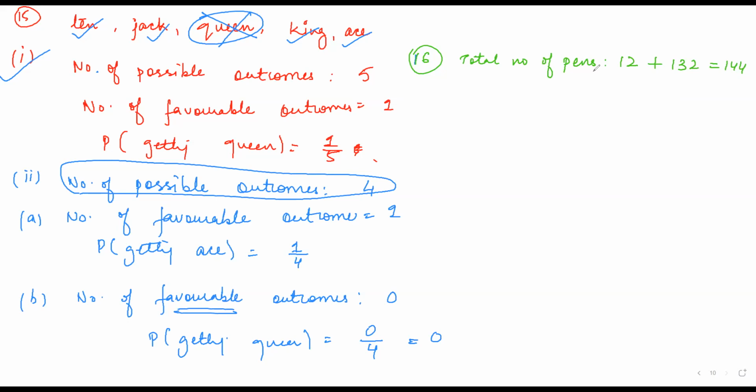One pen is taken out at random from this lot. Determine the probability that the pen taken out is a good one. Okay. So you want to find the probability of a good pen. So you can say number of favorable outcomes are how many? So total possible outcomes are 144, correct? You are picking out one pen. It can be any pen. Out of 144, it can be any pen. But you want a good pen. So how many favorable outcomes can be there? See, 132 pens are good, isn't it? So this 132 is your favorable outcome. Fine, Sarah. Yes, ma'am.